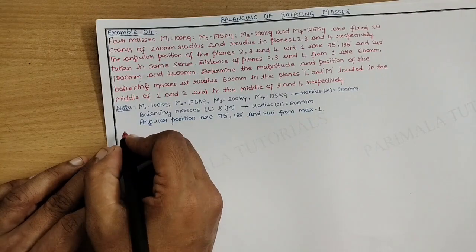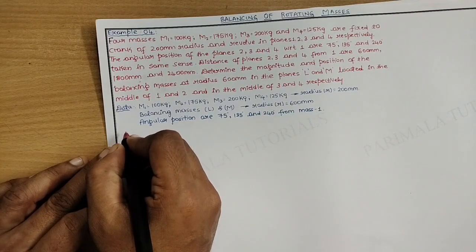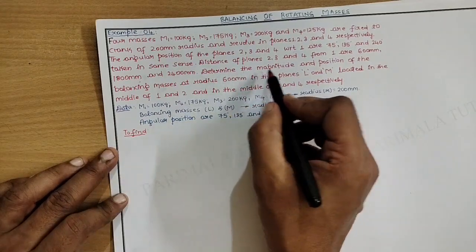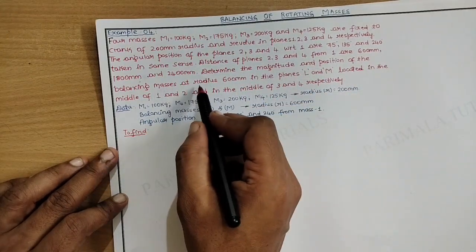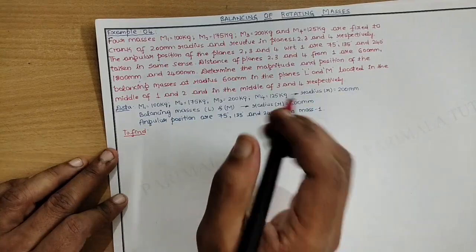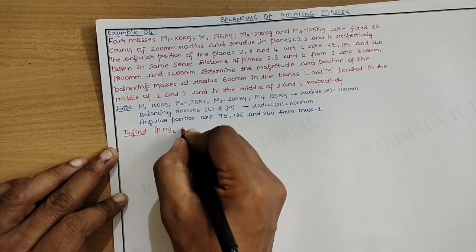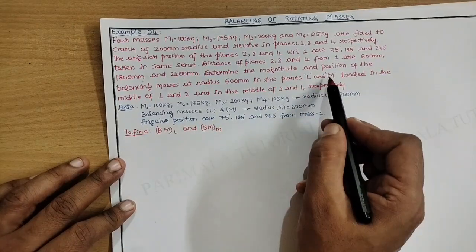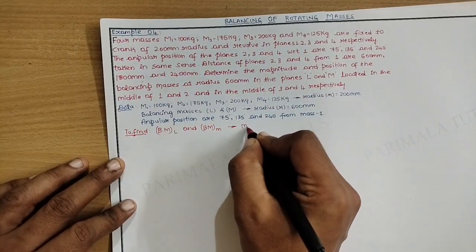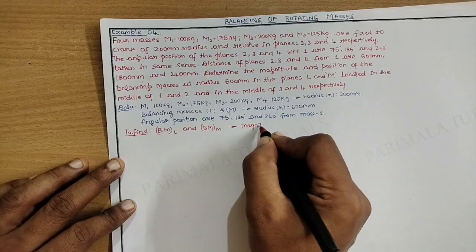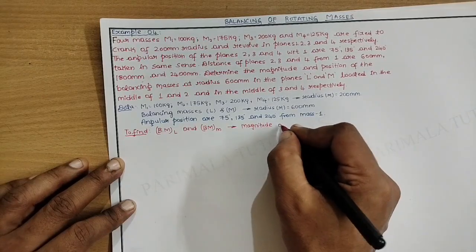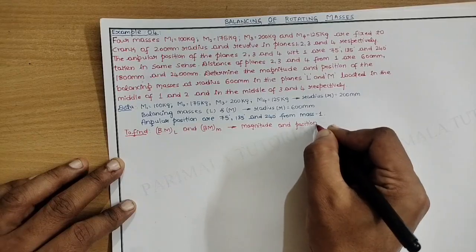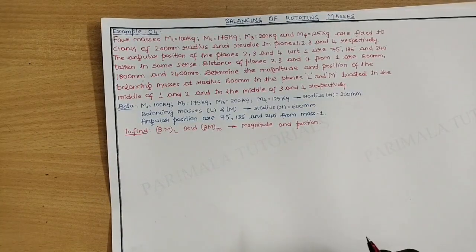Before starting the solution, let us see what we should find out. The magnitude and position of the balancing masses has to be found out. That's it. There are 2 balancing masses, L and M. Their magnitude and position has to be found out. The value of the balancing mass and the angular position has to be found out. So this is our target for this question.